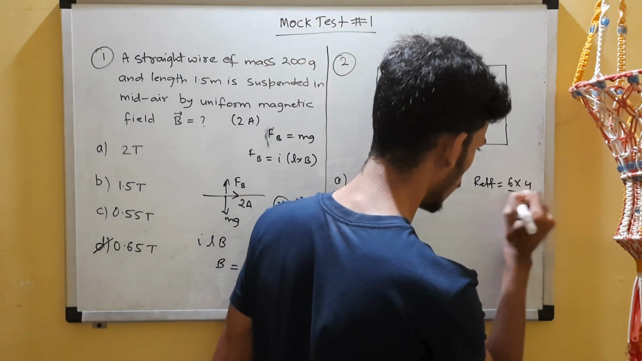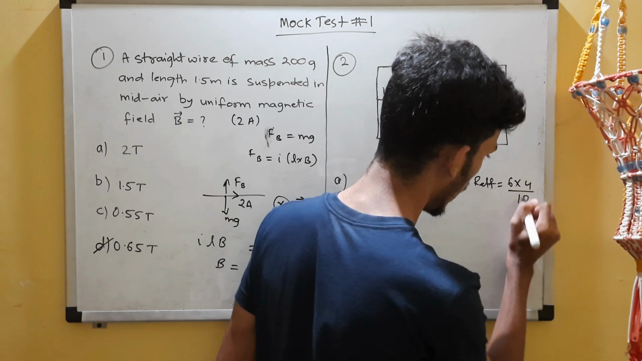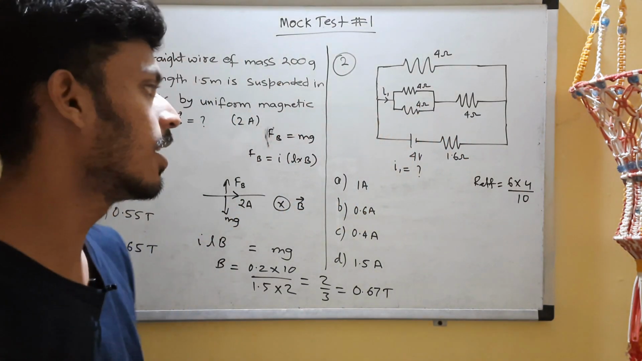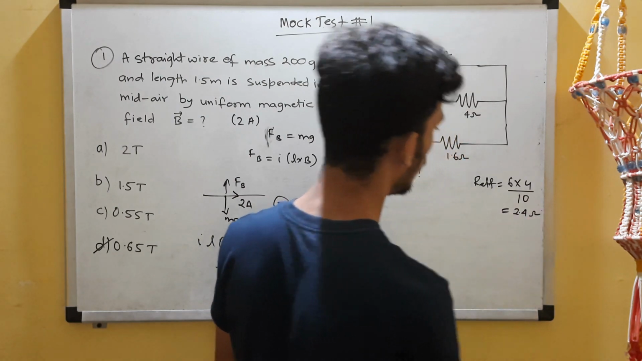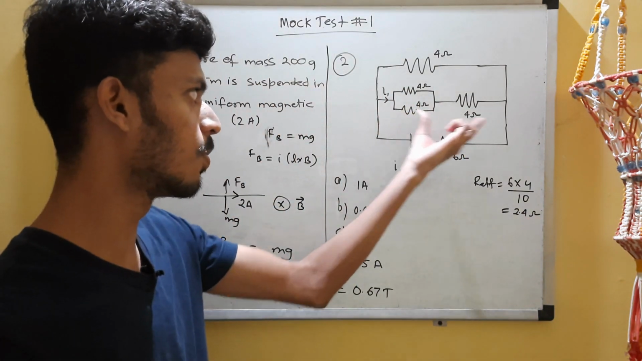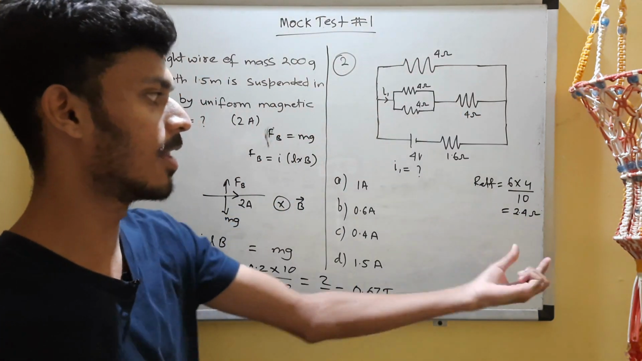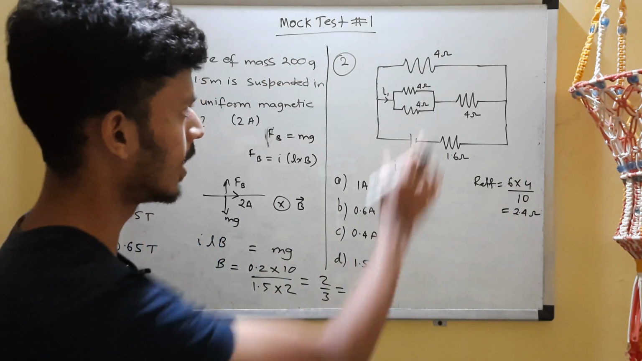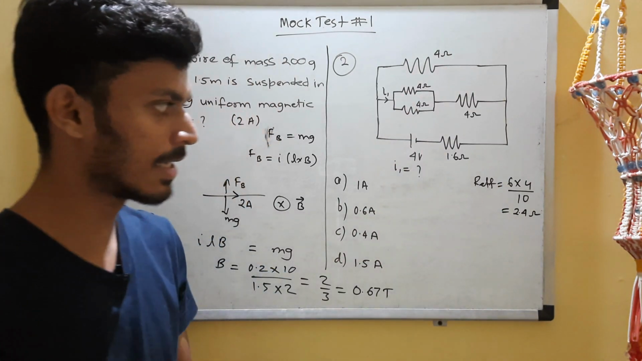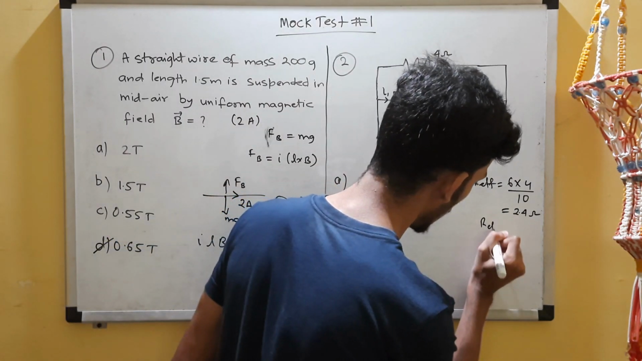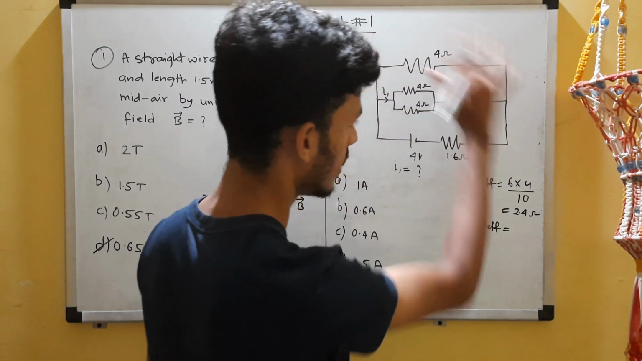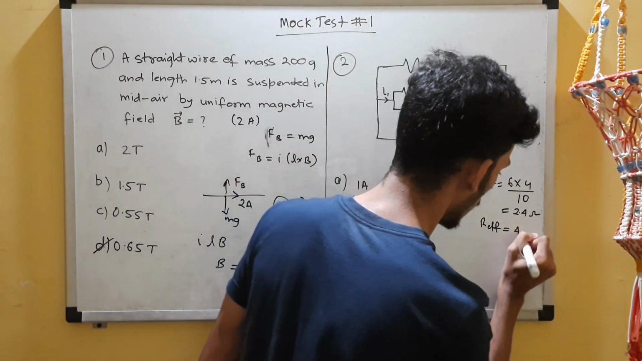So 6 into 4, the product, upon their sum, which is 6 plus 4, 10. So 24 divided by 10, 2.4 ohms. Okay, I hope you are able to follow. This makes it 2, 2 plus 4, 6. 6 and 4 in parallel, 2.4. Now finally we have 2.4 and 1.6 in series. That will make it 4. So the effective resistance of this entire circuit, by simplifying it, is 4 ohms.